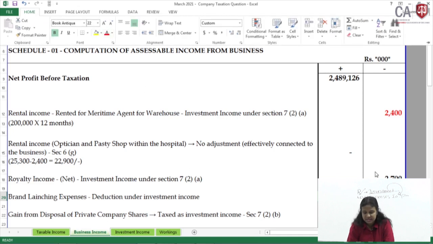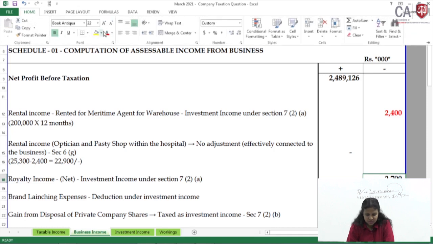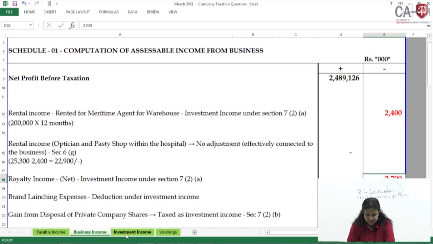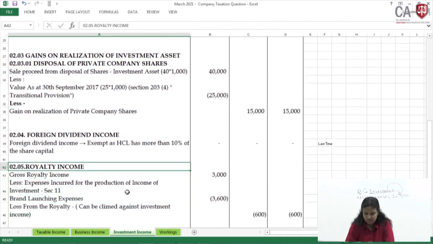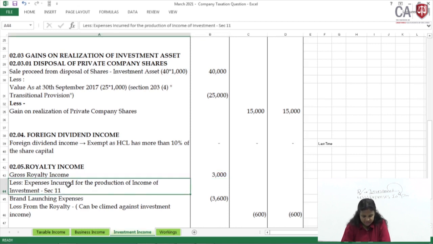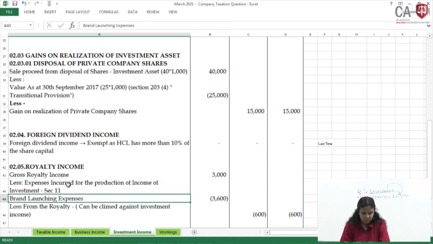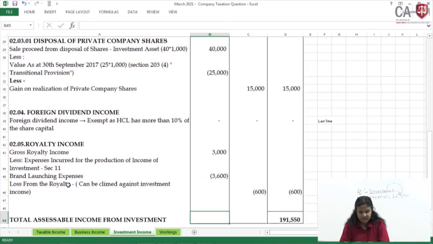I think the basis is explained. I think you have understood the basis why it should be disallowed. And what is the next treatment on this royalty income, which is under investment income? We will come to the royalty income. Gross royalty income: anyway, we have to recognize its net is 2,700. After deducting 10% it has been received, that means it's 90; what is 100 is 3,000. Then expenses incurred for the production of income under section 11, production of income of investment, brand launching expenses 3.6 million. Then you can see, Lamai, there is a loss from this royalty income.